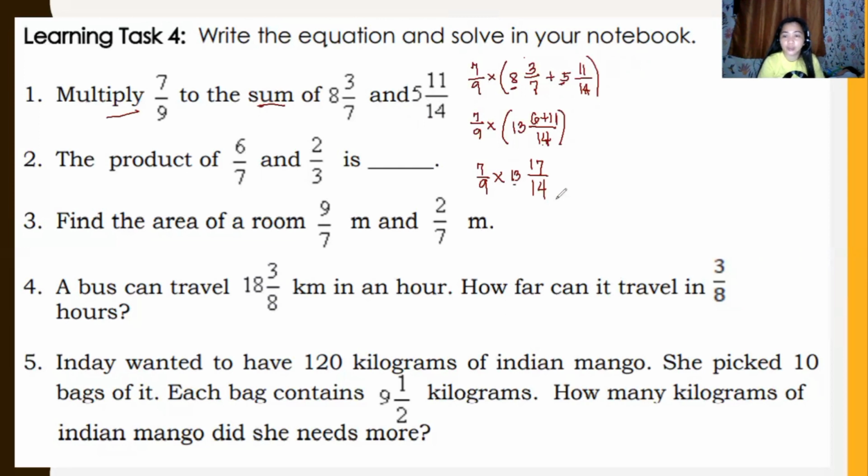Here, improper to, pwede na natin hindi muna siya i-convert into, idadagdag natin sa 13 yung whole number. Hindi na kasi we still have here multiplication. So now, dito natin ituloy. We have 7/9 times, hindi pwedeng 13 and 7/14. I-multiply muna natin siya, gawin natin siyang improper fraction. 14 times 13 is 182 plus 17. 182 plus 17 is 199. Copy the denominator, 14.